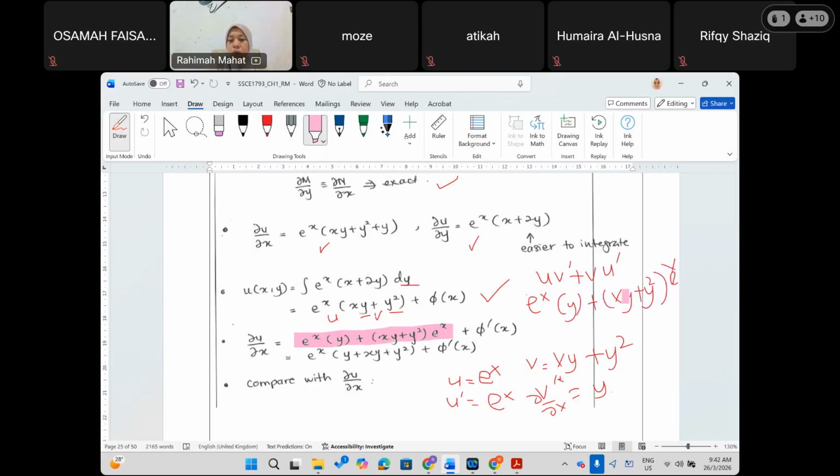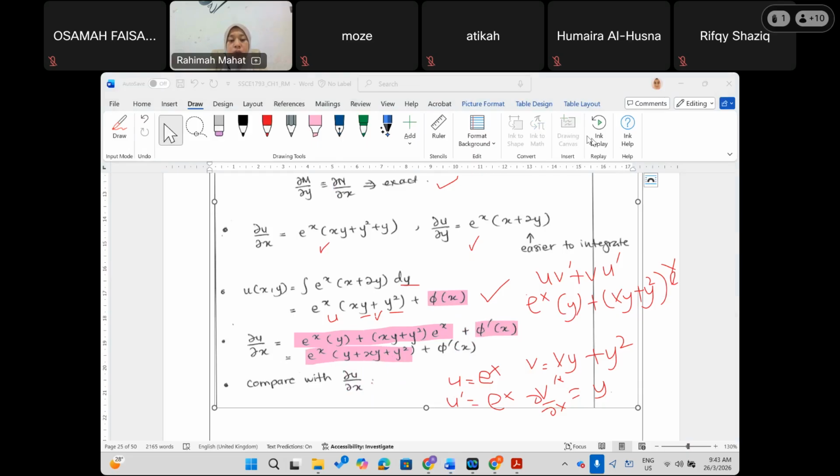Similar to what I got in my calculation here. So exponent x, y, x plus xy plus y squared exponent x plus phi prime. This one you need to differentiate, phi prime x. Okay. And then you factorize. Factorize. So you get exponent x, y plus xy plus y squared plus phi.